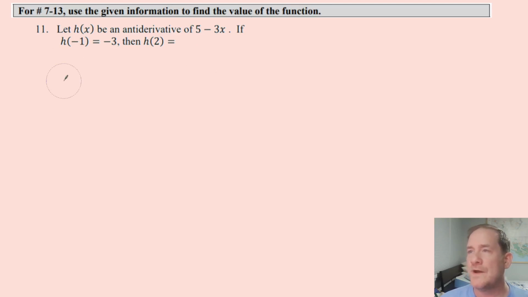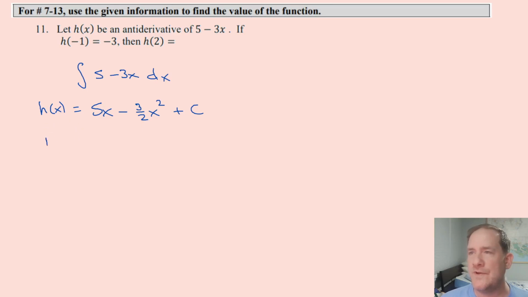Sure. So an antiderivative of that essentially just means that that's the thing we're doing the integral of. So 5 minus 3x dx. If we do the antiderivative of this, we get 5x minus 3 halves x squared, but with a plus c on it. And so this is now h of x.